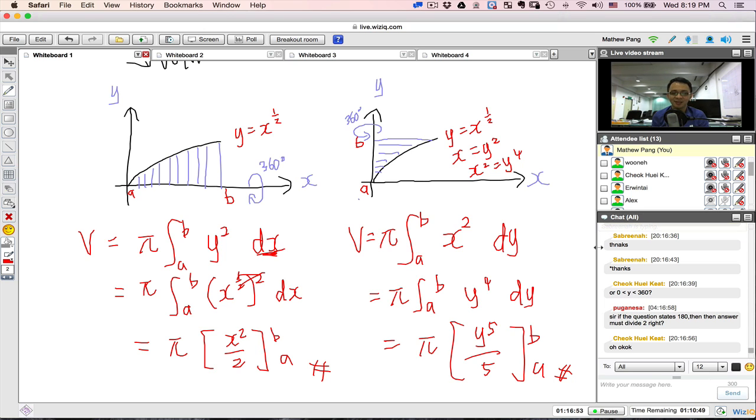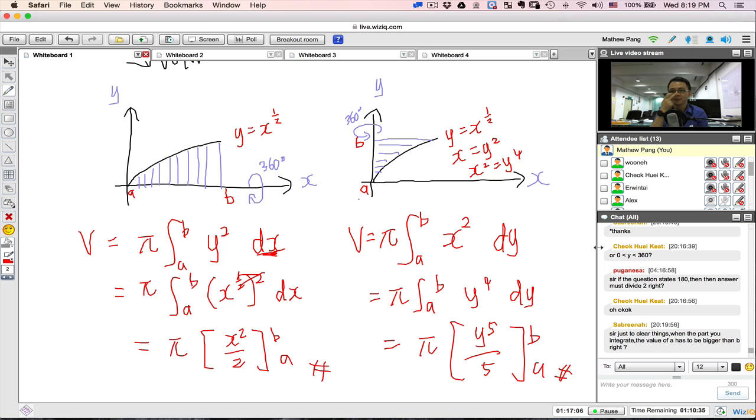But I tell them a lot of the time integration is very easy, because in SPM they never give integration questions that are extremely hard. So yeah, if possible, try to score on integration. It's an easy chapter.